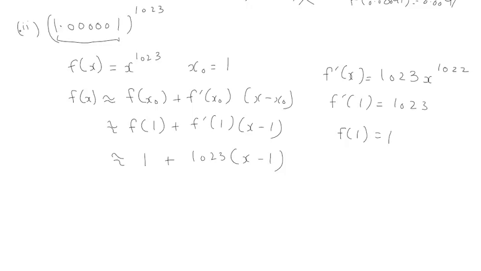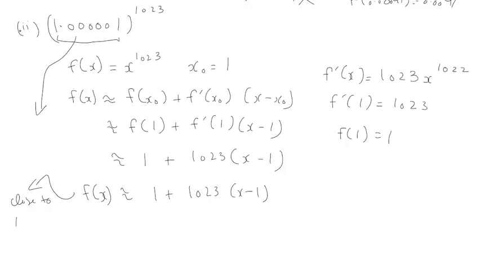So how is this helpful? Let's try to express this. 1 plus 1023 times x minus 1 is going to give me the answer. But this is the value for f of x. What am I trying to plug in over here? Well, think about this for a second. What am I trying to plug in over here? Well, I'm trying to plug in this value, because this is a value very, very close to 1. And this line works for values close to 1. So let's just plug in what we're trying to determine.